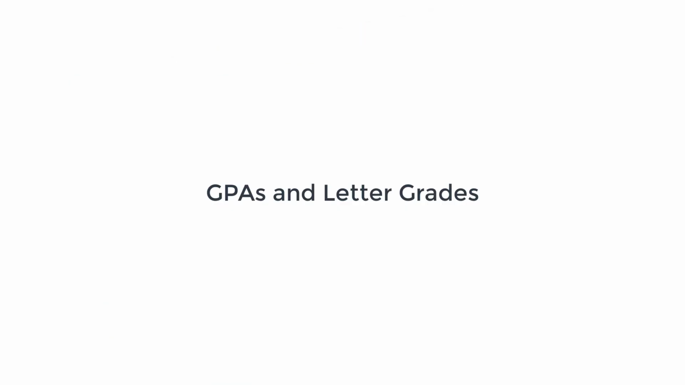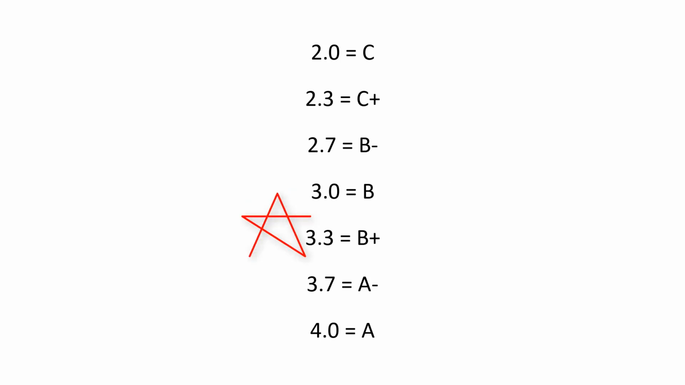In fact, let's talk a little bit about GPAs and how letter grades and GPAs relate to one another. If your GPA is 3.3 or above, you're doing great. That's a B plus average. If you're above a 3.3, that's wonderful. Remember, a 3.7 GPA is an A minus GPA, which is a very high GPA for law school.